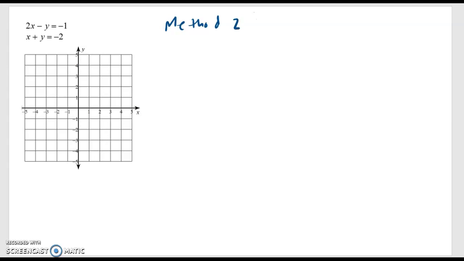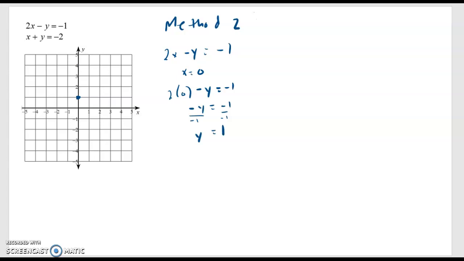Method 2, I am going to take 2x minus y equals negative 1, and I'm going to state that x equals 0. You can do y equals 0 first, it doesn't matter. That means 2 times 0 minus y equals negative 1. Well, 2 times 0 is 0. That leaves the negative y equals negative 1. And again, dividing by negative 1, I get y equals 1. So at the point x is 0, y is 1. It's that point right there.